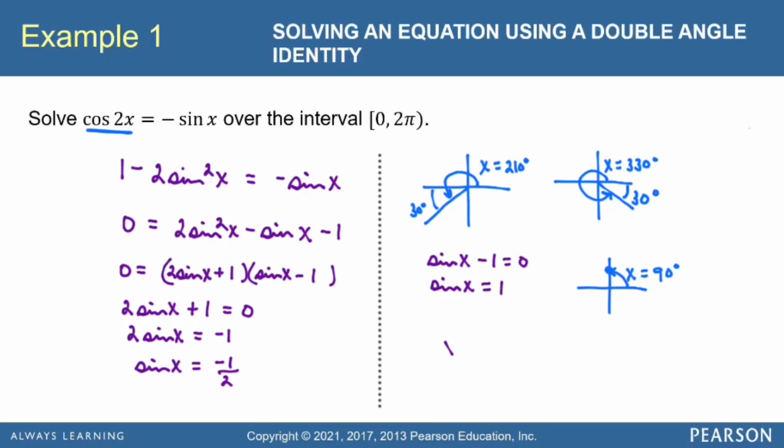So we've got x equals, curly braces, 210 degrees, which is 7 times 30 degrees, so that will convert to 7 pi over 6. 330 degrees, which is 11 times 30 degrees, so that would convert to 11 pi over 6. And then 90 degrees, we know, converts to pi over 2 radians. And that is the end of example 1.